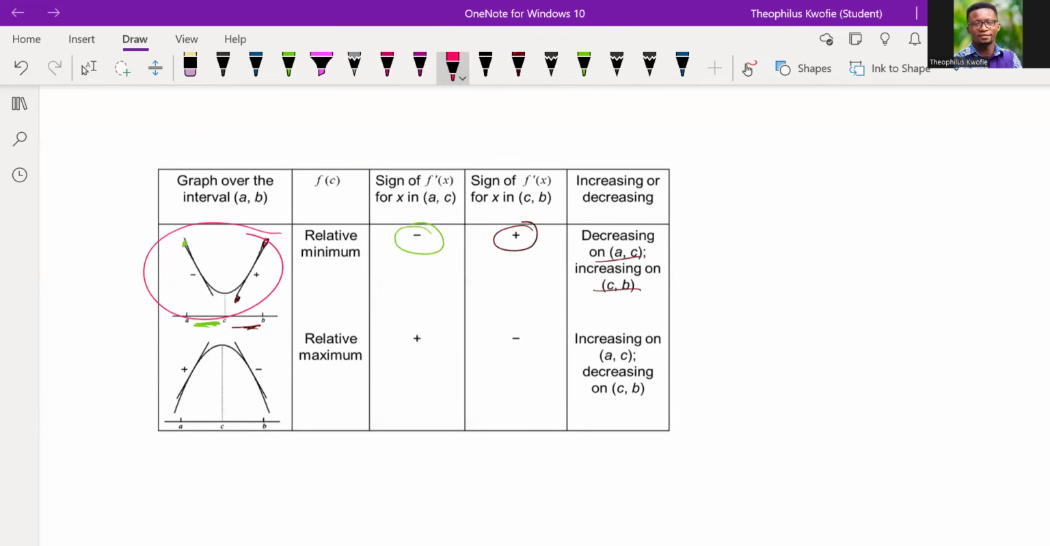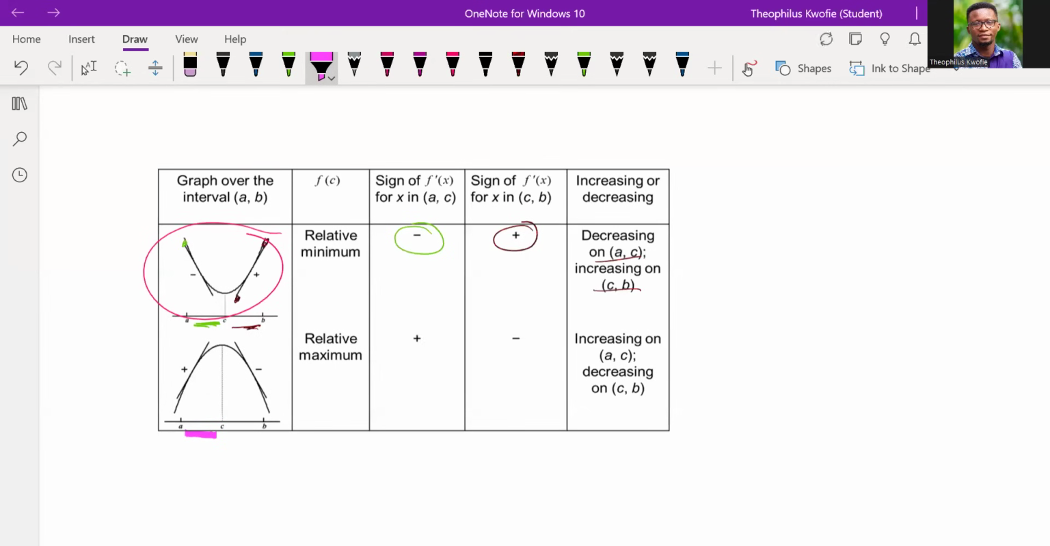Now, on the contrary, there's a graph that opens downwards. Okay. So we saw that this graph is opening downwards. But what can we say? It's opening downwards, all right. It's also opening down within the interval AB, right? Very good.